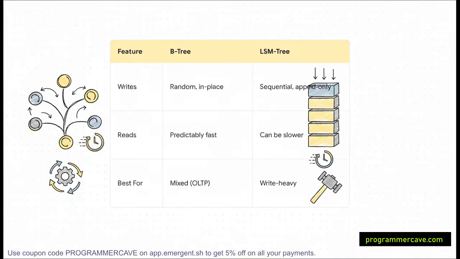So let's put them head to head. B trees are the champions of fast, predictable reads because they update data in place. LSM trees, on the other hand, are the champs of high-throughput writes because they only ever append data. So what's the bottom line? Well, B trees are the workhorse for what we call online transaction processing, or OLTP. That's the mixed read and write workload of your typical web application. LSM trees really shine when your workload is just overwhelmingly writes.